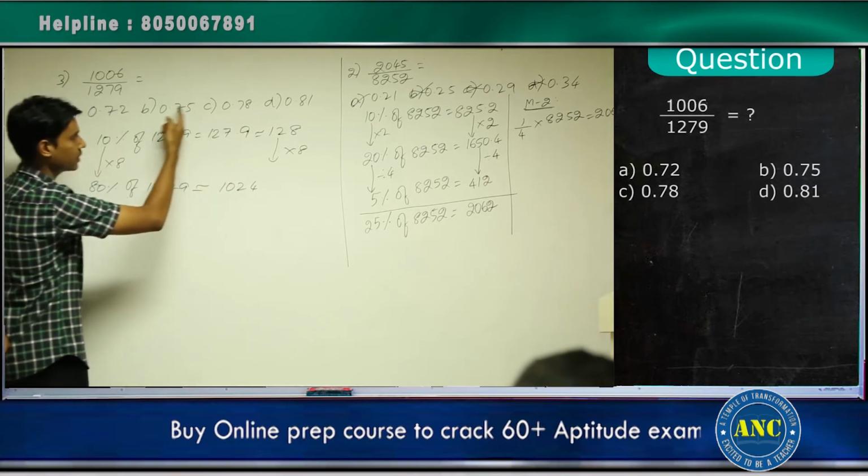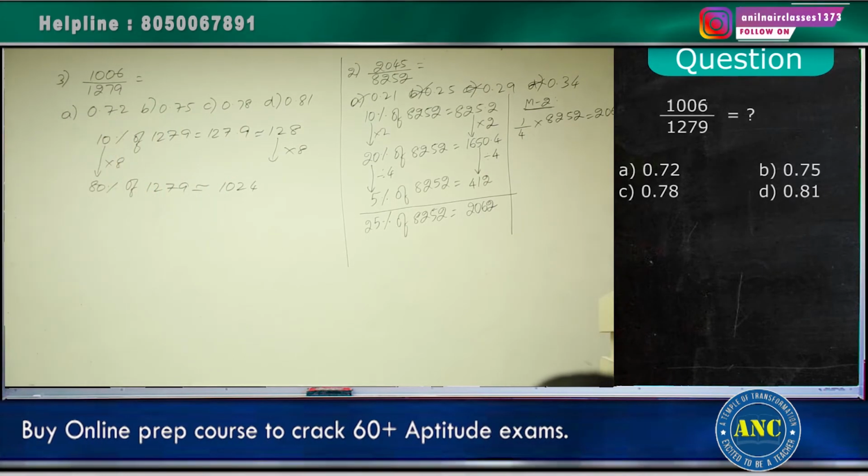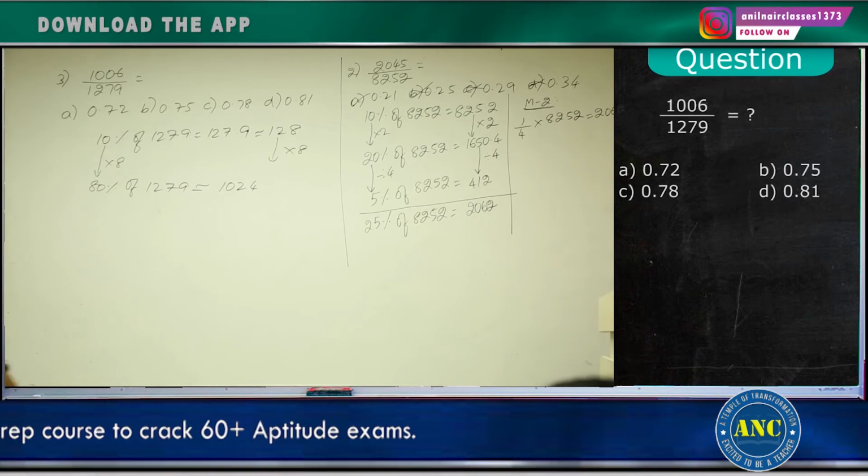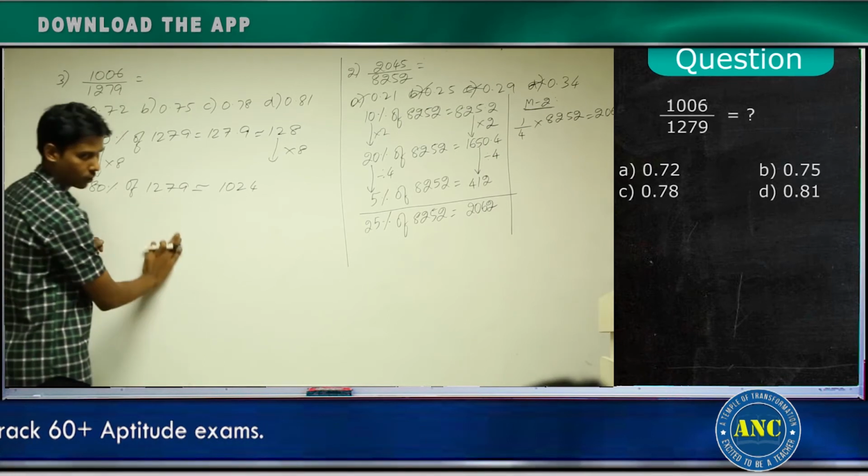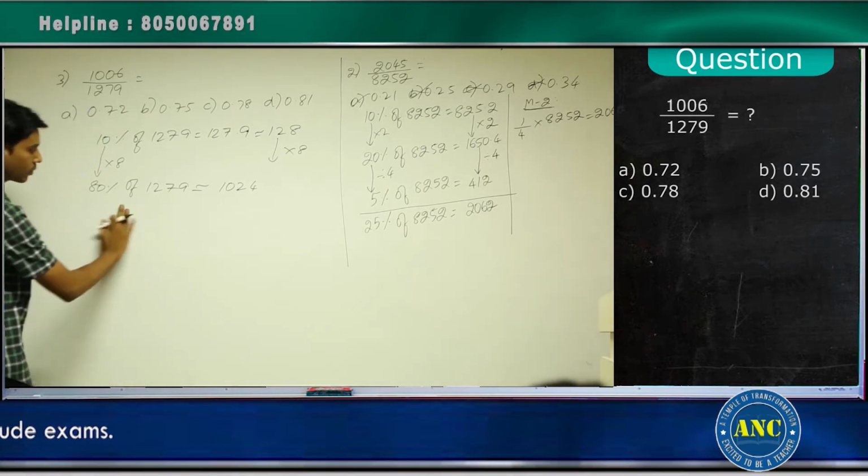This is less than 80%. There are three options which are matching, which are less than 80%. So let us continue this problem further.